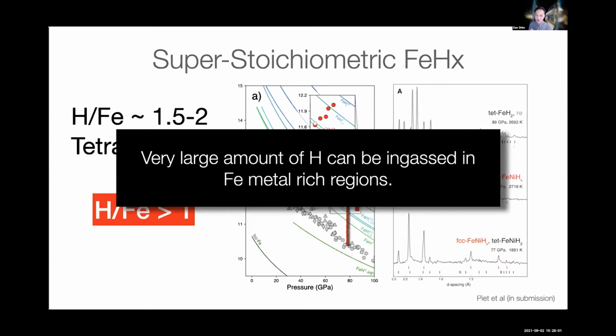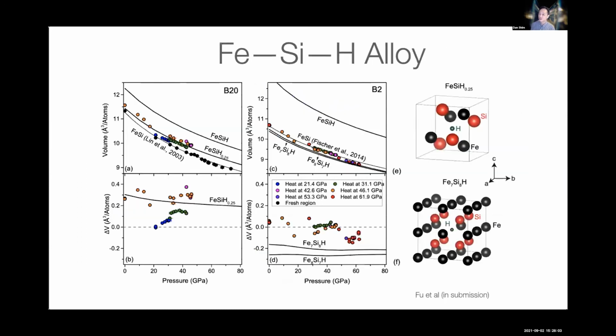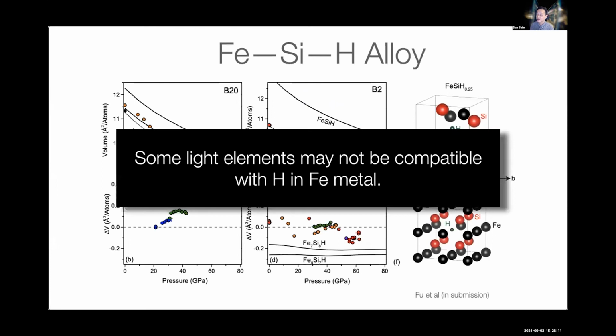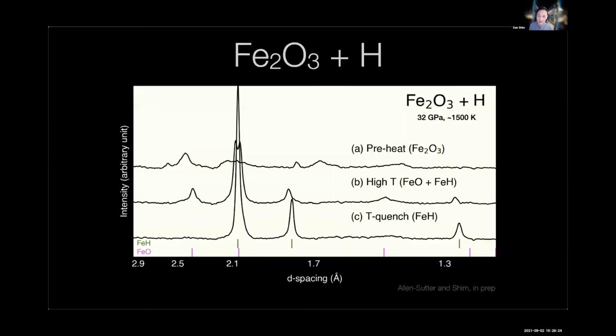But there's a cautionary tale that we learned recently. If we put in silicon, we find that the silicon limits the amount of hydrogen that can enter into the alloy. In fact, that is a very interesting factor. Depending on what kind of light elements you put in the planetary interior, particularly the core, the hydrogen solubility may differ quite a bit.